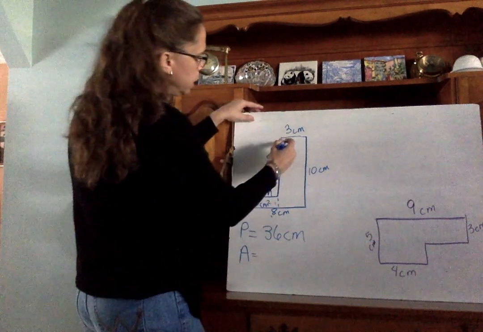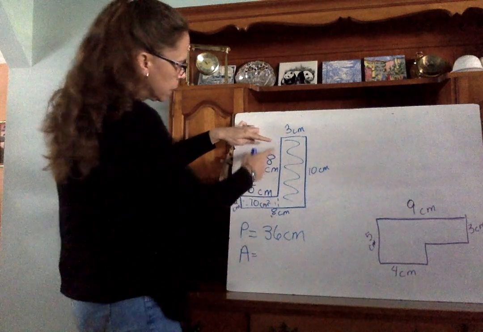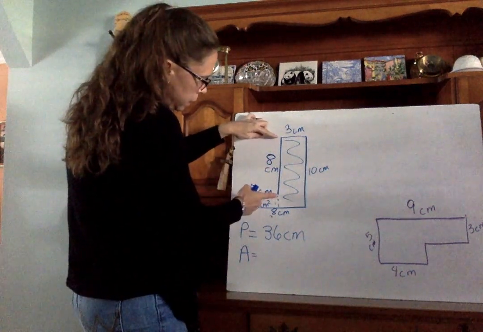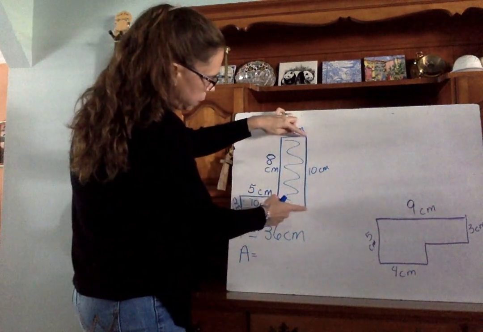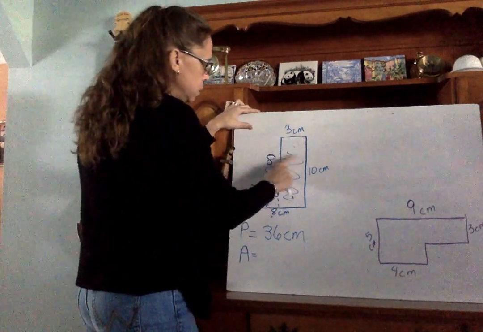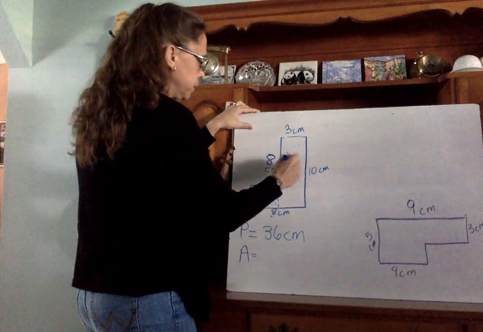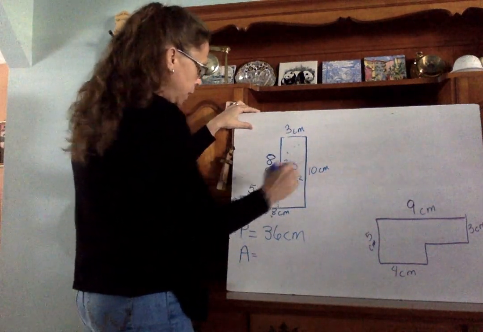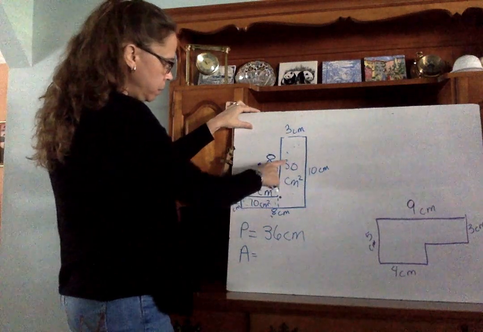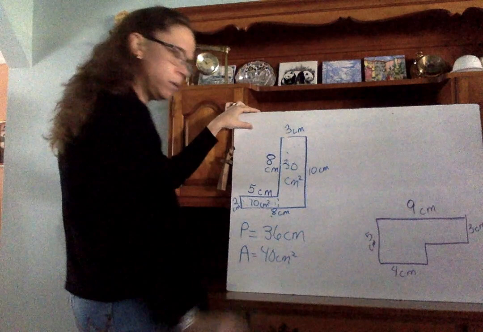Okay, now what about in here? What do I use for that? I can't use 8 because 8 stops here and I need to go all the way to here. So I have to use 10 and 3 for the width. 10 times 3 makes 30 centimeters square. Okay, so 10 centimeters square plus 30 centimeters square is 40 centimeters square.